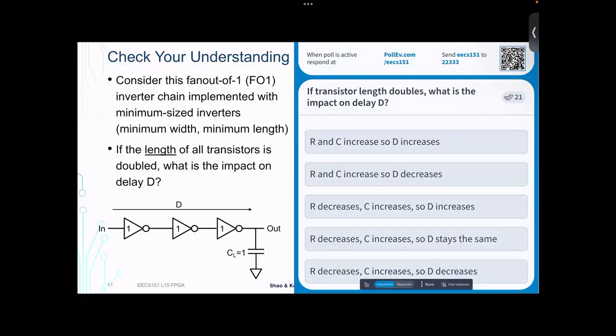So most of the time when we talk about transistor sizing, we talk about increasing the width. A wider transistor is like this, so the distance here is the same, but we've doubled the width. Does that make sense? Okay, a longer transistor is like this.